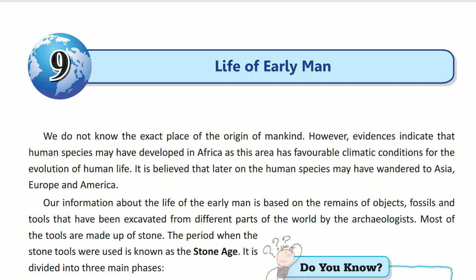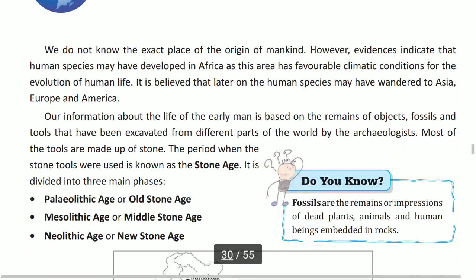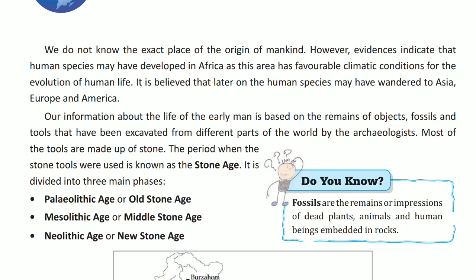How do we know about them? We know about them on the basis of their remains of objects, fossils, and tools that have been excavated from different parts of the world by archaeologists. Most of the tools are made of stones, and the period when stone tools were used is known as the Stone Age. It is divided into three phases.